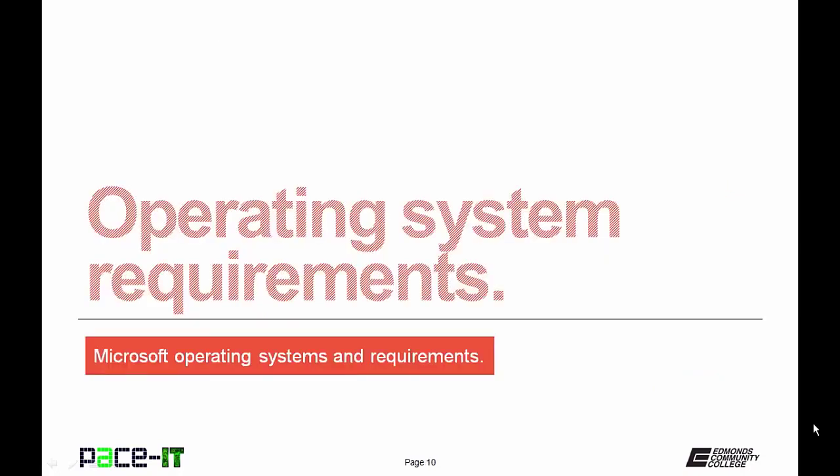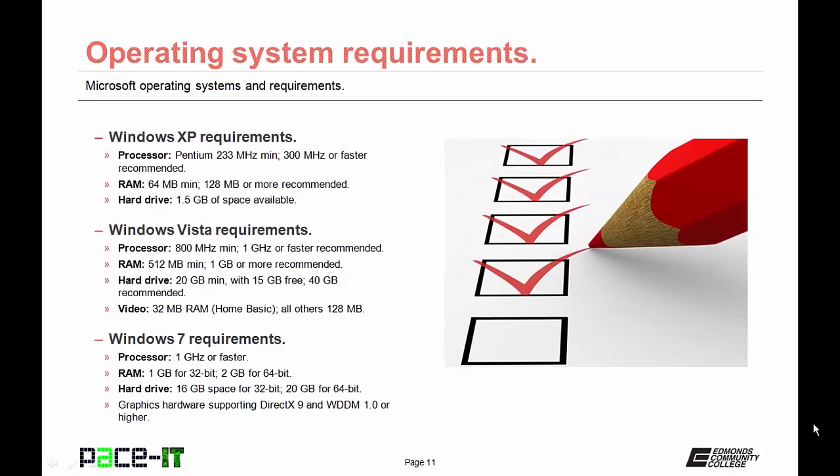Now let's discuss the system's requirements for each of those operating systems. The requirements for Windows XP were fairly minimal, at least by today's standard. For the processor, the minimum requirement was a processor that could run at 233 megahertz. Microsoft did recommend that the processor be a 300 megahertz or faster processor.